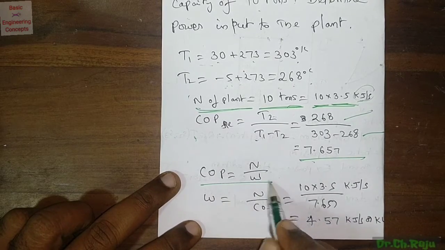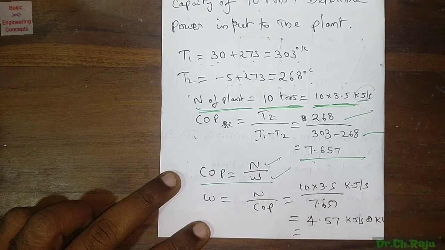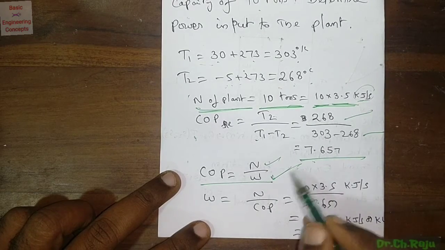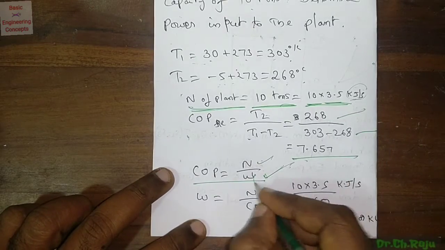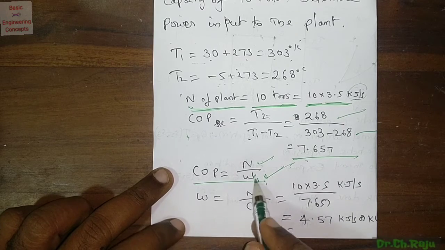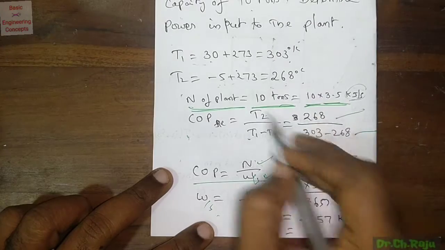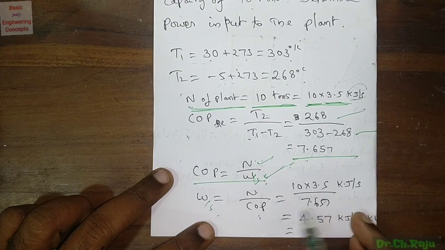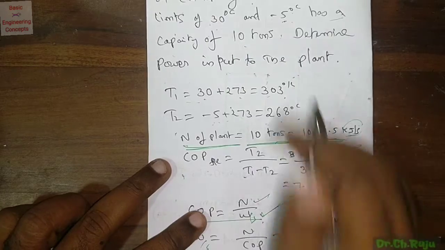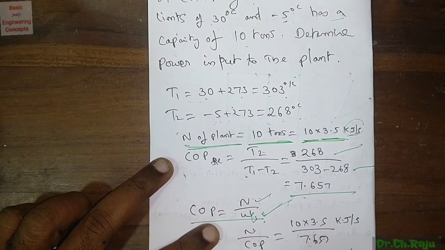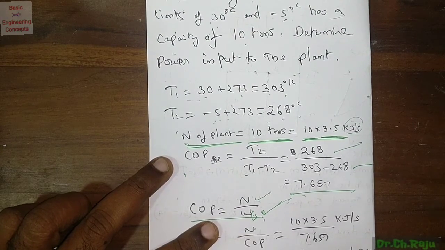The COP of the refrigerator for the Carnot cycle is normally N by W, that is refrigerating effect by work done. It is asked to determine the power input, that is work done per second. So work done per second is equal to N by COP, that is 10 into 3.5 by 7.657. This is 4.57 kilojoules per second. This is the power input, kilojoules per second or kilowatt, about 4.5 kilowatt.